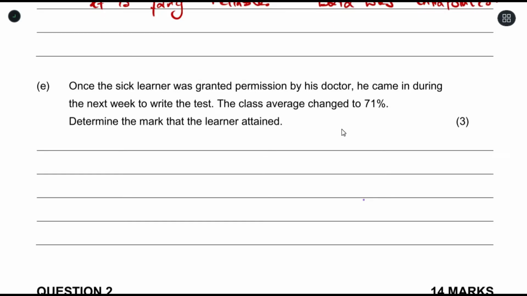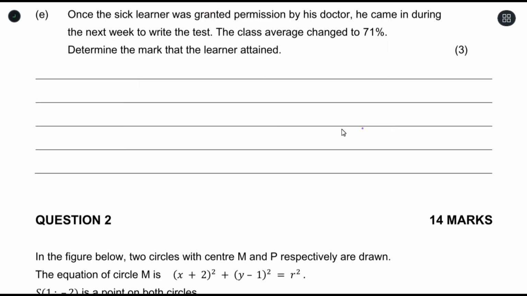Now, E says, once the sick learner was granted permission by his doctor, he came in during the next week to write the test. The class average changed to 71%. Determine the mark that the learner attained. Okay, so we can say let X be the mark of the absent learner.